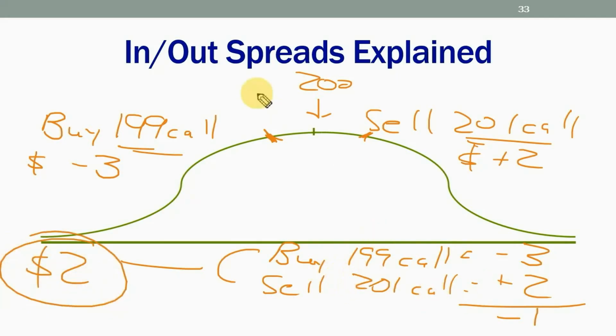This is what we term a $2 wide spread, of which you paid $1. So how much can you make? Well, you pay $1. What can you make? $1. Now, a lot of people look at this and go, I don't like it. I don't want to risk one to make one. Risk one to make one. That doesn't sound good at all.